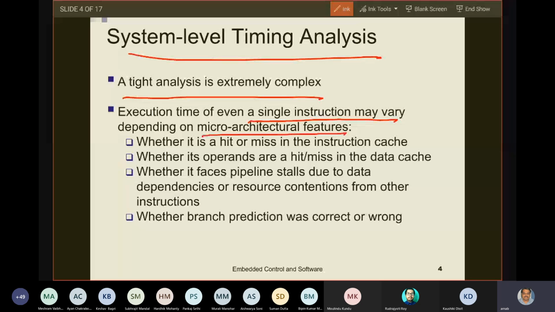So for example, suppose you have an instruction cache. Your L1 cache is divided into an instruction cache and a data cache. Instruction cache holds the instructions of your program. Data cache holds the data of your program. Now, your instruction could be a hit or miss. Your next instruction could be there or not there in the cache. Why? The first time that instruction is fetched, it may not be there.